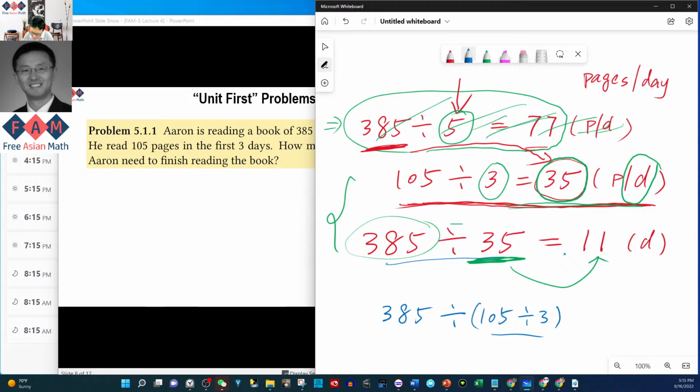And it's very important to recognize what we just did here. We get the pace, pages per day. That is what we call the unit quantity.